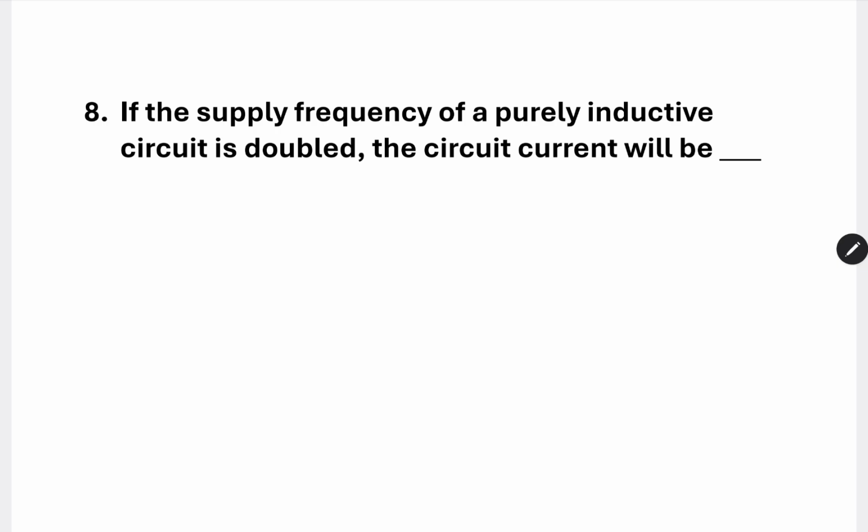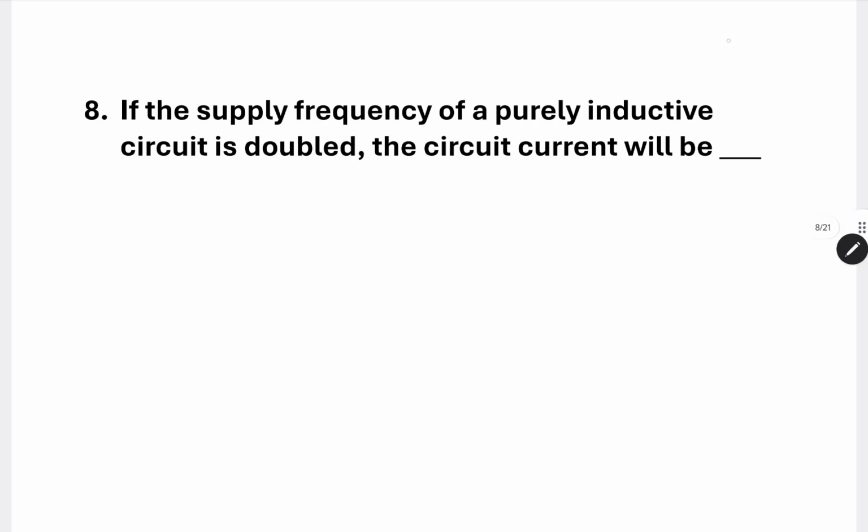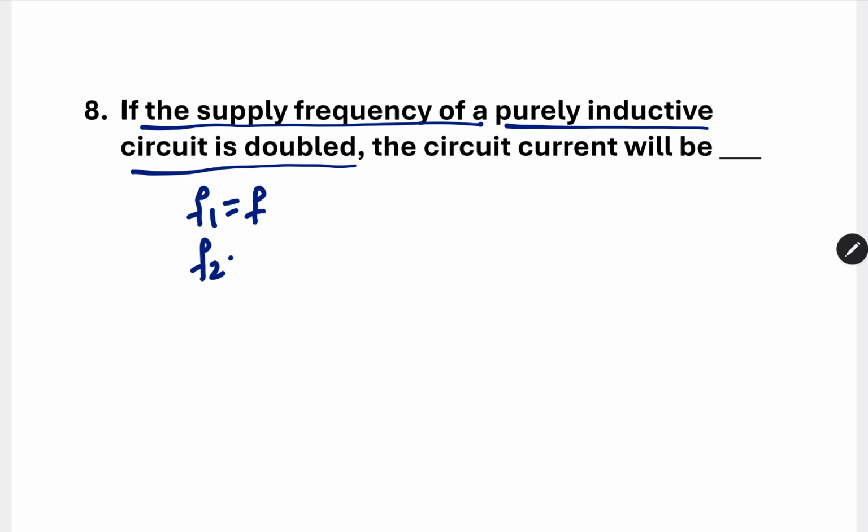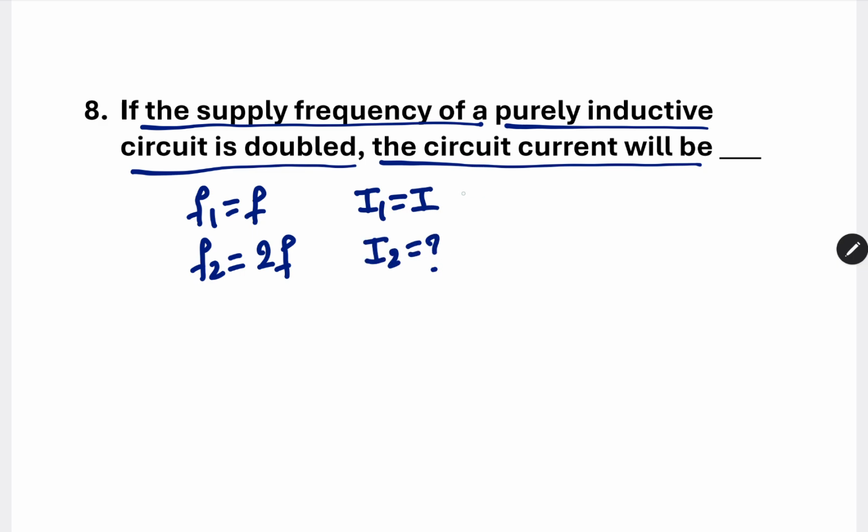Question number 8. If the supply frequency of a purely inductive circuit is doubled, so let us say F1 is equal to F, but the frequency is doubled, that is 2F, the circuit current will become what? Let us say initially I1 is equal to I, and we need to find the I2 value. In both the cases, the applied voltage V1 is equal to V and V2 is also equal to V.